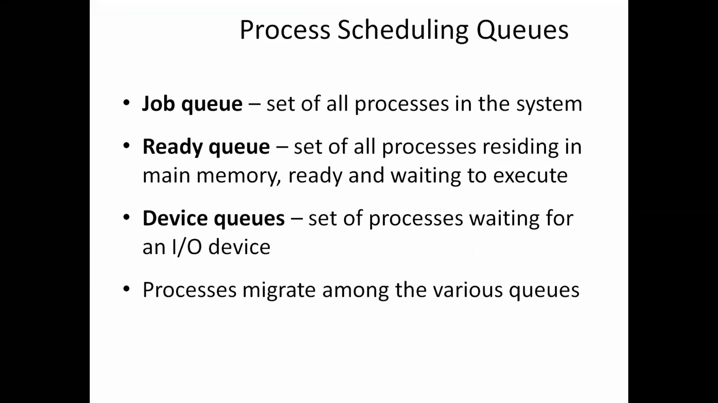Next concept is process scheduling. Here, the process scheduling will be done by the process schedulers. The process scheduler selects an available process for execution on the CPU. What's the job of the process scheduler? It selects the available process for execution.